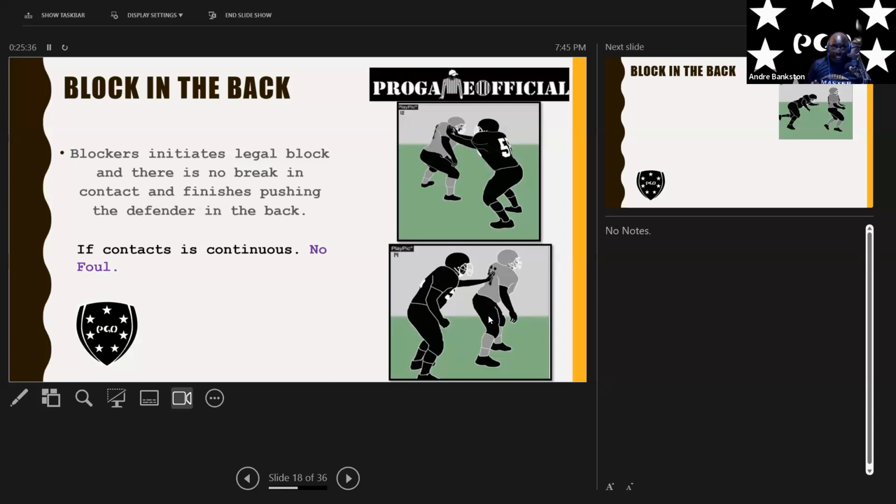How many times have you seen a block at the line where they make initial contact in the front, the opponent is trying to get around the blocker to tackle the runner, but the hands don't break free, and now his hands are on the back of the opponent, and he pushes him down, and now you're throwing a flag for blocking in the back. Why? Because he pushed him in the back. But did he break contact? No. Then it's no foul.